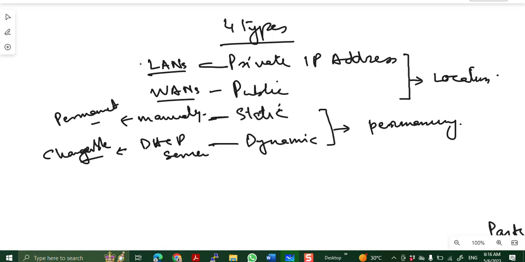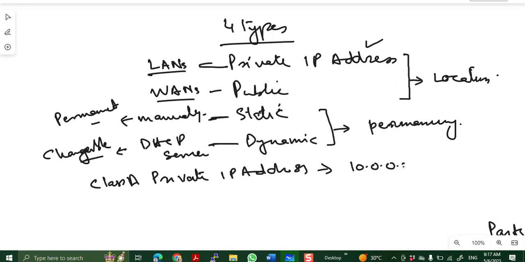Now, what is the range for private IP addresses in class A, B and C, and what are the public IP addresses in class A, B and C? Class A private IP addresses are from 10.0.0.0 to 10.255.255.255. So this is the range for class A private IP addresses.